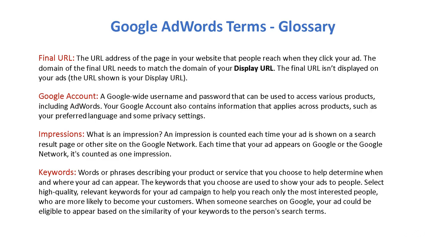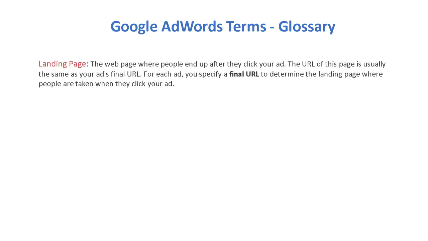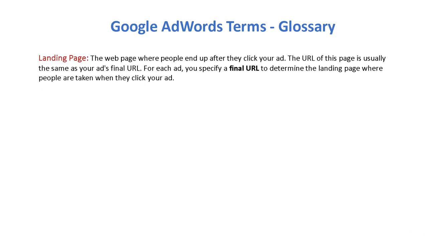Next, there's landing page. The web page where people end up after they click your ad. The URL of this page is usually the same as your ad's final URL. For each ad, you specify a final URL to determine the landing page where people are taken when they click your ad. Google's policy is that your landing page and display URL, that is, the web page shown in your ad, must share the same domain.